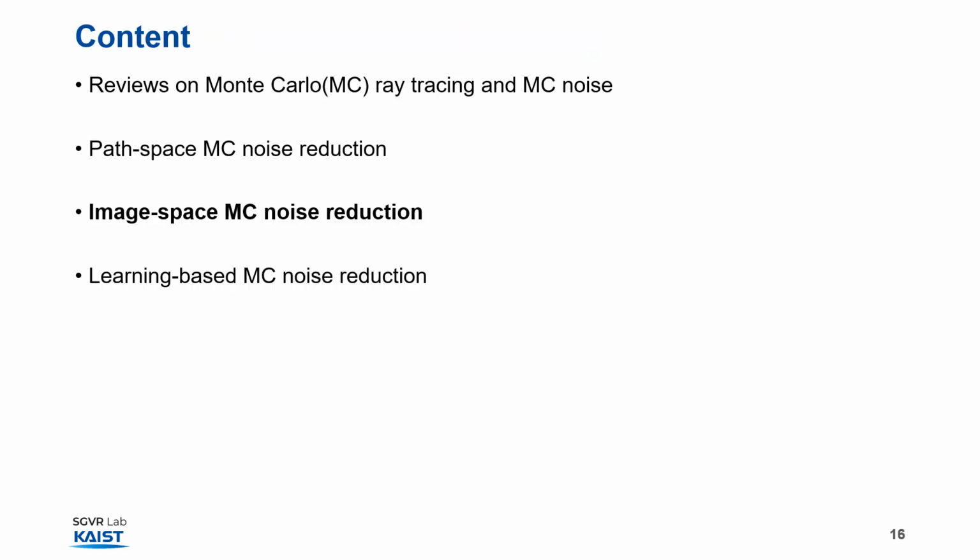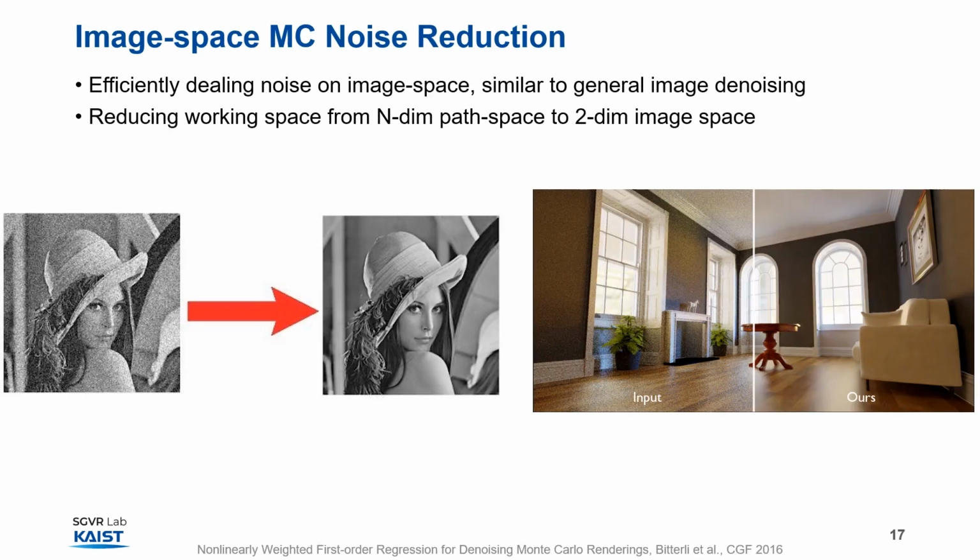And now, let's go over to some image space methods. Since the rendering result is an image, we can easily imagine applying image denoising methods, which is efficient and less complex. So while path space methods before dealt with n-dimensional space, here we can only consider a 2D space, an image.